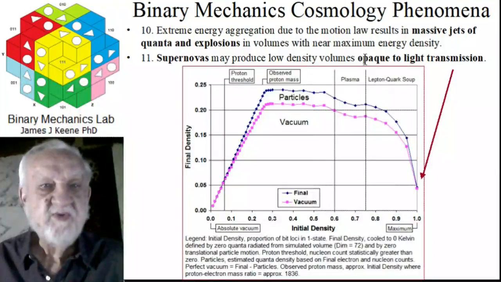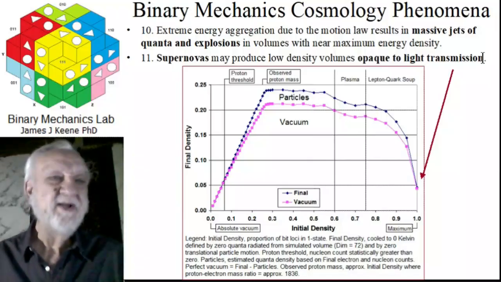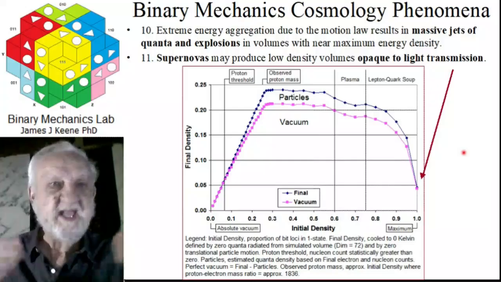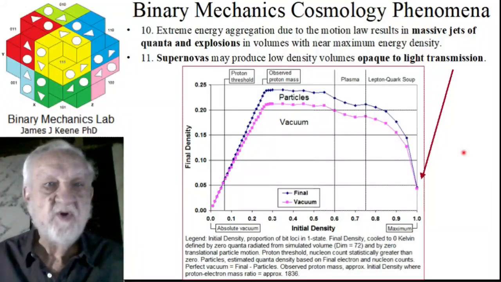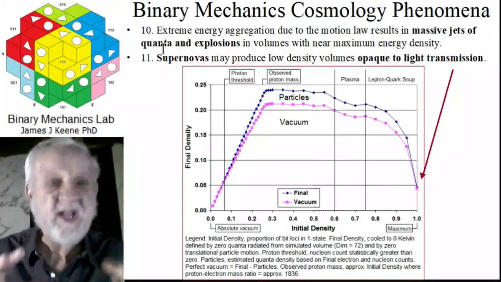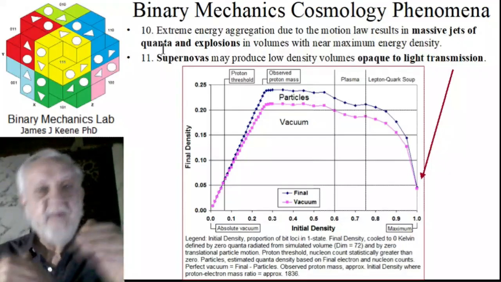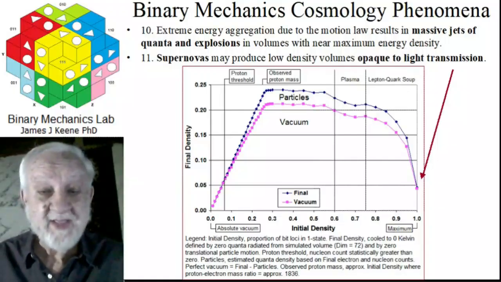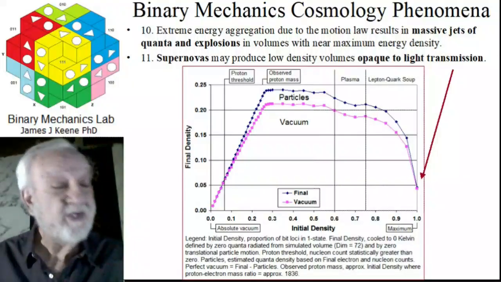So that's a unique prediction of binary mechanics. So we have a balance then between the energy aggregation due to the motion law and various explosions or massive jets of quanta leaving a highly energy dense area to balance it all out in our universe. So we're well on the way to making a pretty good universe here.